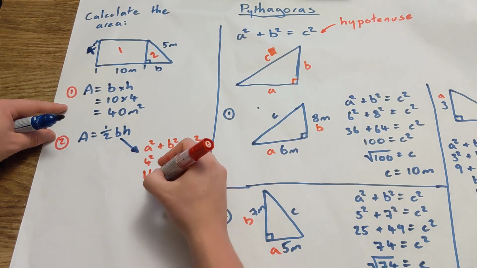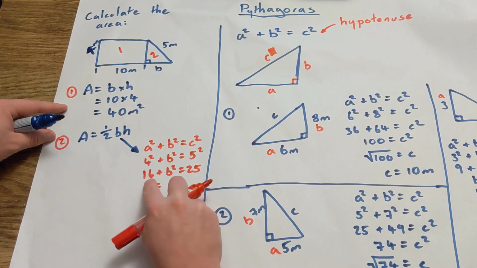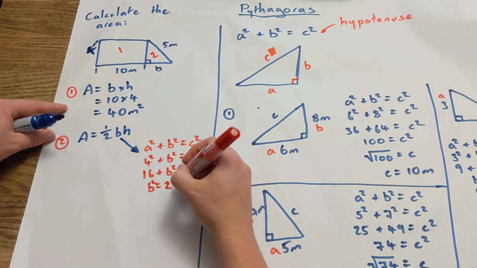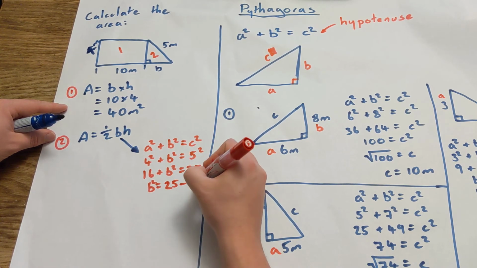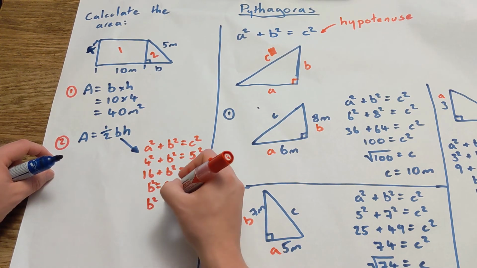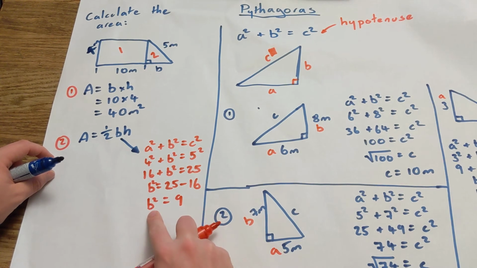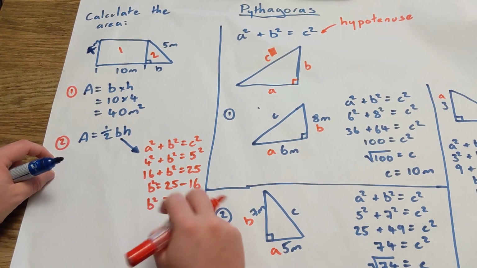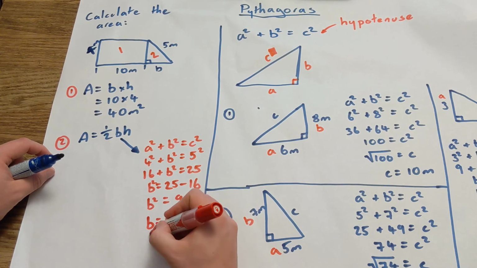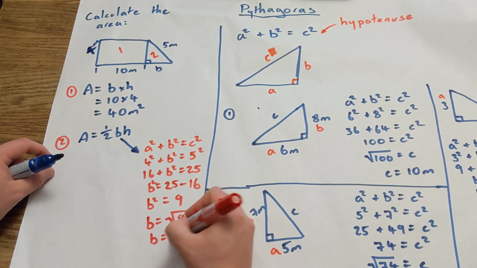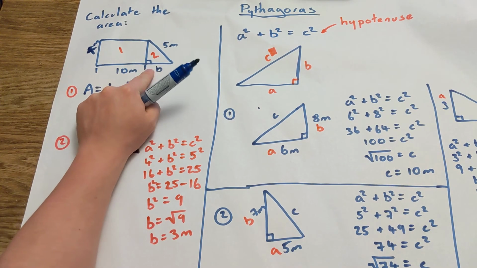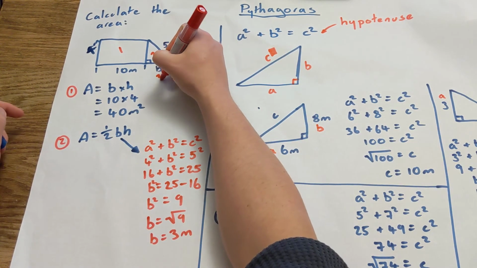Get b by itself. What I want to do is move this over and it becomes a takeaway. So, sorry, b squared equals 25 take away 16. So b squared equals 9. Then to get b by itself, I move the squared over. It becomes a square root. And the square root of 9 is 3. So that means this side here, b, is actually 3 meters.